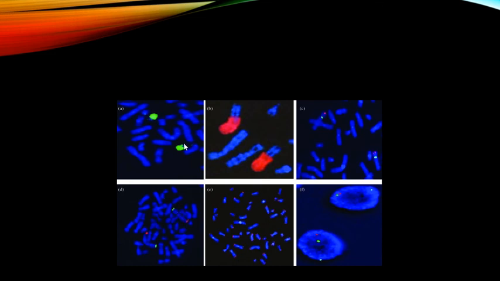So we can use multiple probes. Some of them can be colored red, some yellow, white, blue, or whatever, in order to localize more than one gene at the same time after they bind.